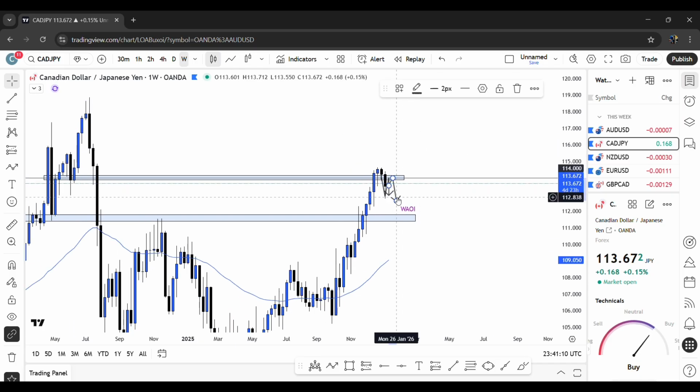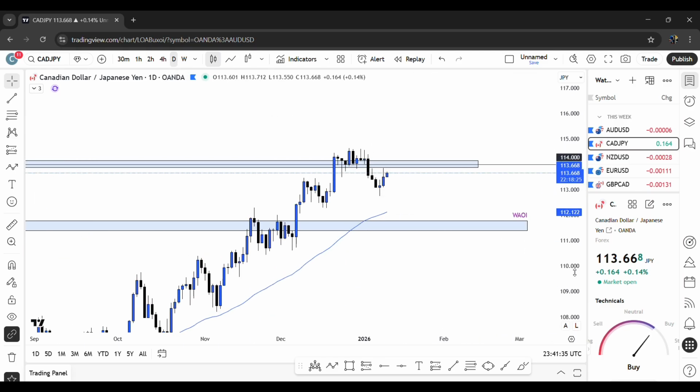go back up, and that could be our second trade in CAD JPY, where we wait for the price to come back to this weekly area of interest, and then look for our entries and buy. So probably that's going to happen next week or maybe a week after, but we'll see.